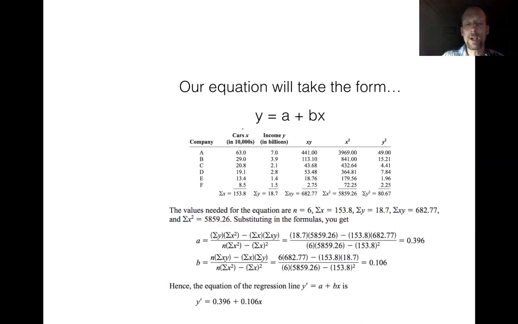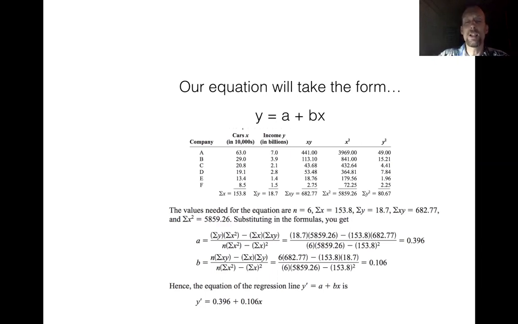If we look at the bottom of the screen, our equation is y prime, or y apostrophe, standing for our dependent variable, equals 0.396 plus 0.106x. So if we were to input a number for x, like, for example, 7, for a company that had 7,000 cars in its fleet, or 15 for 15,000 cars in the fleet, the value we get for y prime would be exactly equal to the revenue that we would expect to get for that size car fleet.